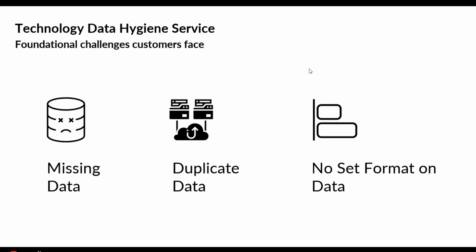There's, in some cases, lots of duplicate data where the same field or object has conflicting or inconsistent data, which means that there's a lot of editing between systems or agents. There's, in some cases, no set format on this data.